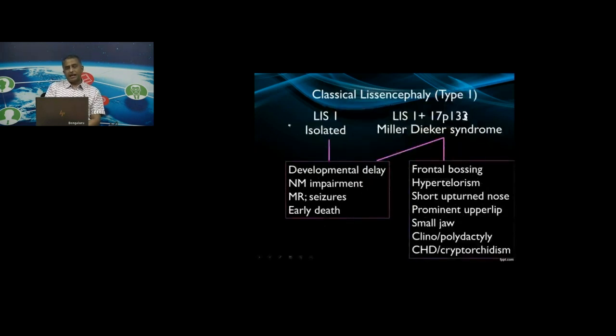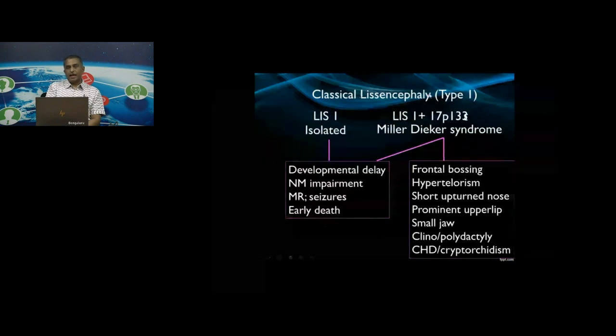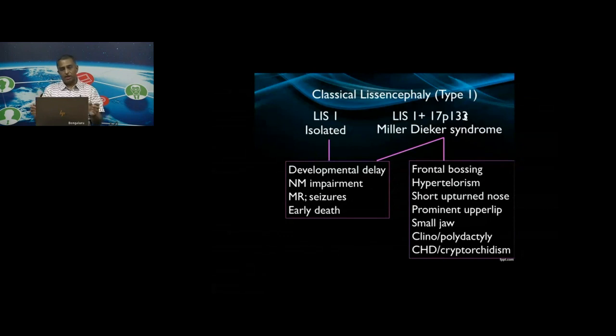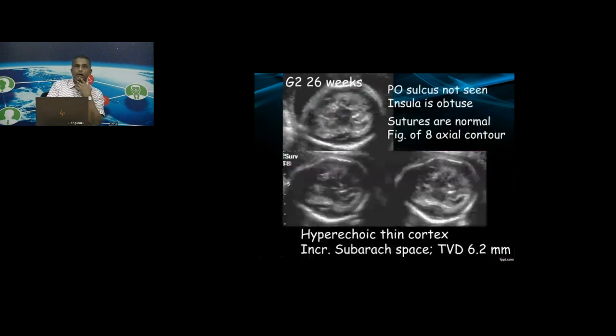Now, when I said if there is classical lissencephaly and the neighboring genes contiguous with the LIS1 gene are also abnormal in terms of a deletion or a mutation, you not only have the classical lissencephaly and the clinical features associated with it, you also have facial abnormalities, digital abnormalities, genital abnormalities, and congenital heart disease. And let's look at a case scenario. Here is a second gravida. She has lost her first child to a neurological disorder, which was similar.